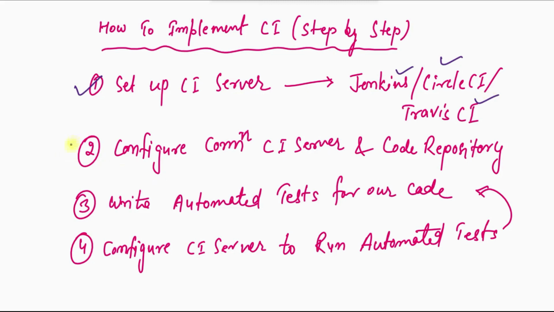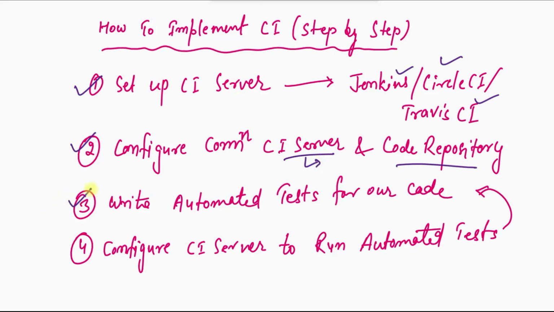The next step is to configure the connection between the CI server and the shared code repository. Why is it required? So we will get a notification if there are any changes in the code. We will get the notification on the CI server. After that, it will work on its tasks like building and automated testing.